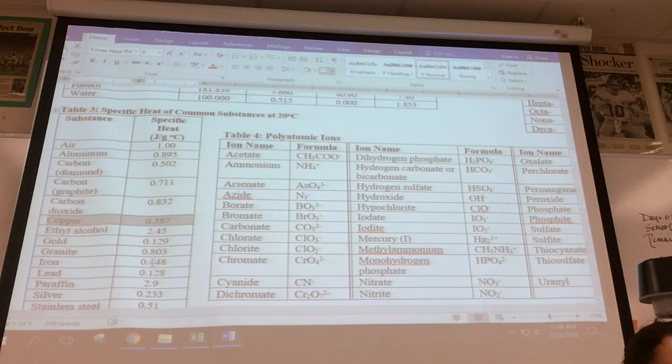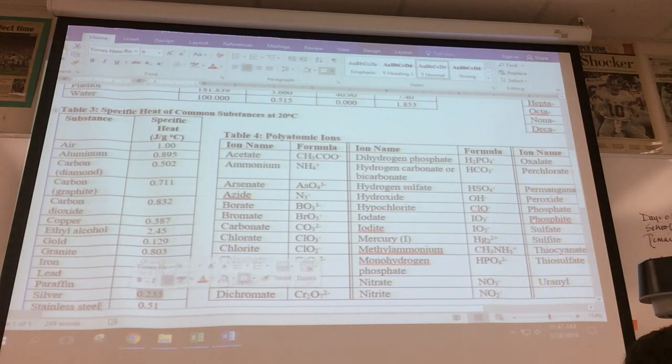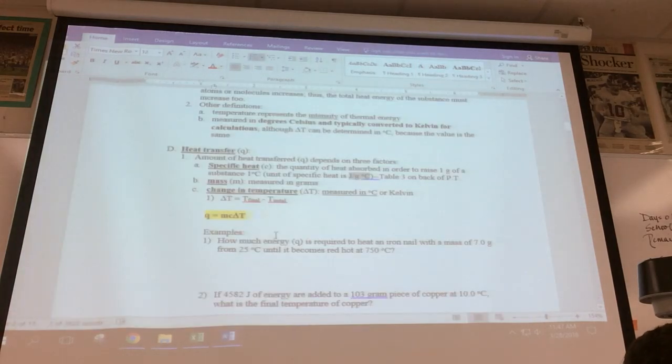What's the specific heat of silver? 0.233 joules per gram degrees Celsius. So you'll see what the substance is to find its specific heat. You'll see later on you'll be calculating specific heat to figure out what the substance is so you can determine an unknown.